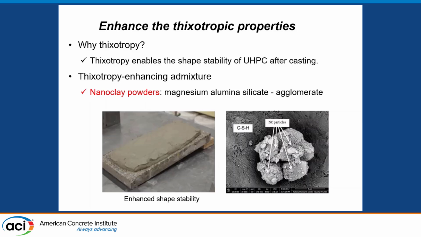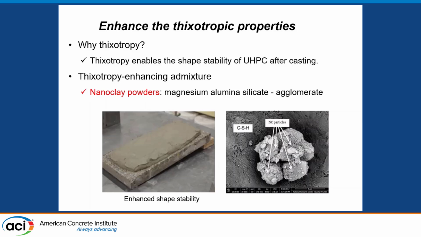To do that, a lot of researchers and producers use nanoclay powder-based thixotropy-enhancing mixtures. But nanomaterials in powder form are prone to agglomerate. If they agglomerate, they will not really give you very good performance, and on the other hand, they will reduce the performance, especially the mechanical properties and durability. So you have to handle them with good dispersion techniques, but that's hard in practice.